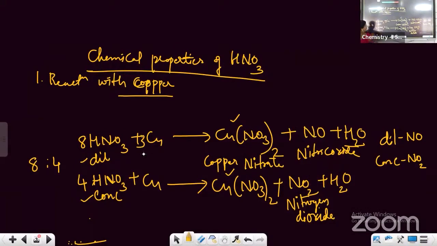This is 3 copper, so 3 copper nitrate, 3 times 2 is 6. So 6 nitrogens are here. So total 8 on the reactant side. So 6 are formed here, plus 2 more. Water, how many hydrogens are there here? 8 hydrogens are there. Okay. How will you balance the hydrogens? Plus 8 means already 2 is there, so 4. So in this way, try to balance it.